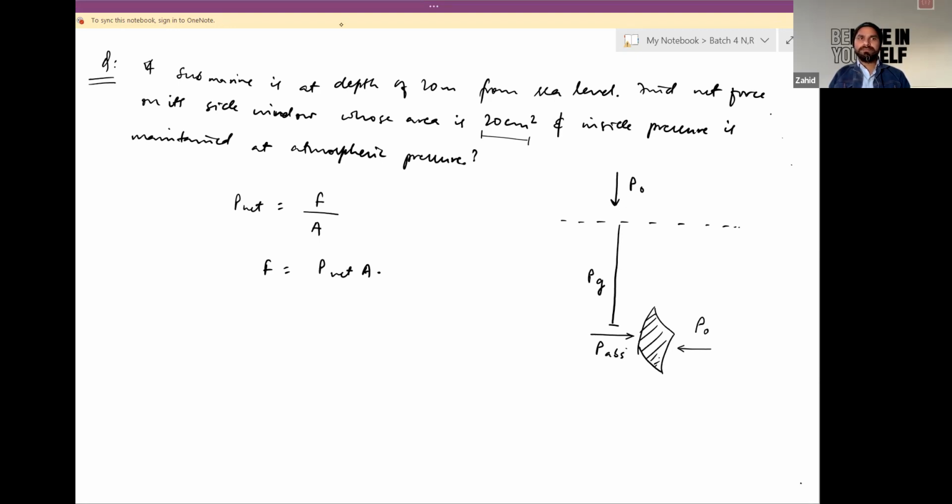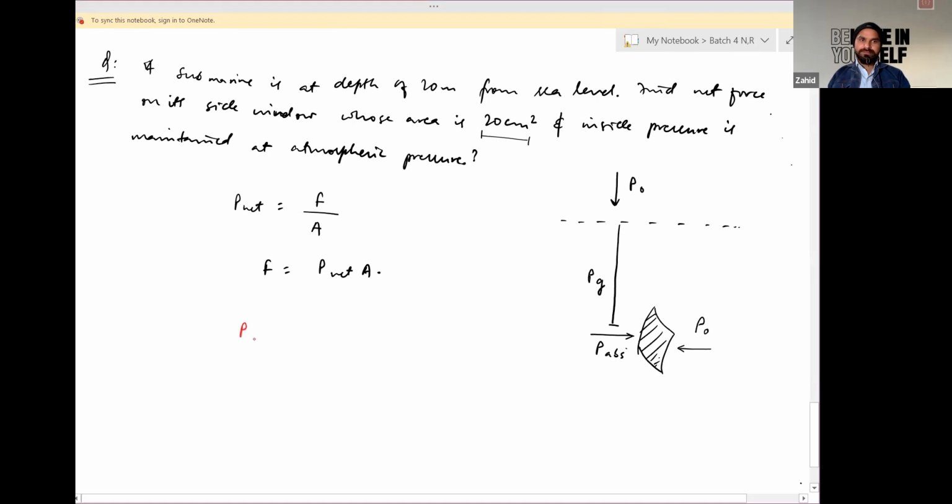Sham, just check your calculation. If you calculate absolute pressure, it will be P naught plus rho GH. So net pressure acting on the window pane will be P absolute from outside and P naught from inside. So it will be P naught plus rho GH minus P naught. This term and this term will cancel out, so you'll get rho GH only. Rho is density of water, so it will be 10 to the power 3. G is gravity, 10, and H is depth of that point, which is 20 meters. On solving, you will get 2 into 10 to the power 5 Pascal. Raza, is it clear?